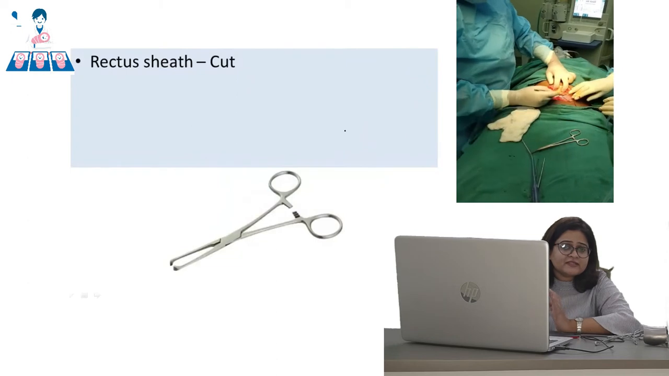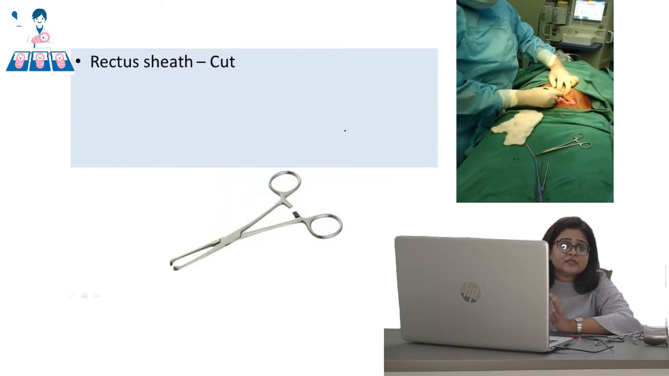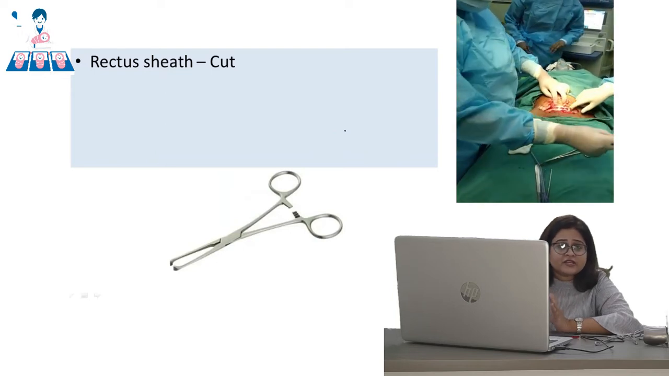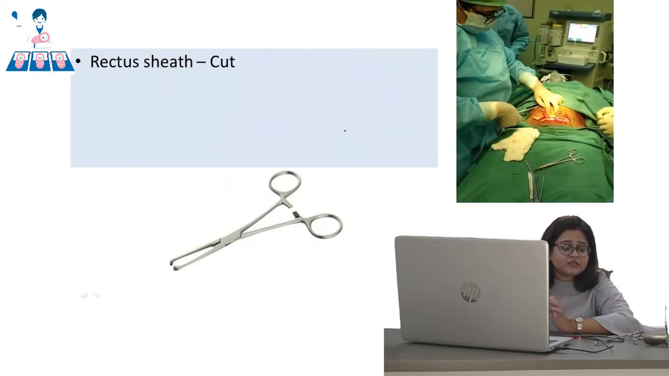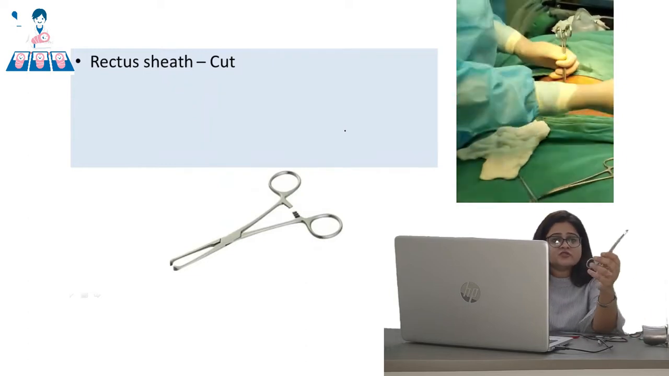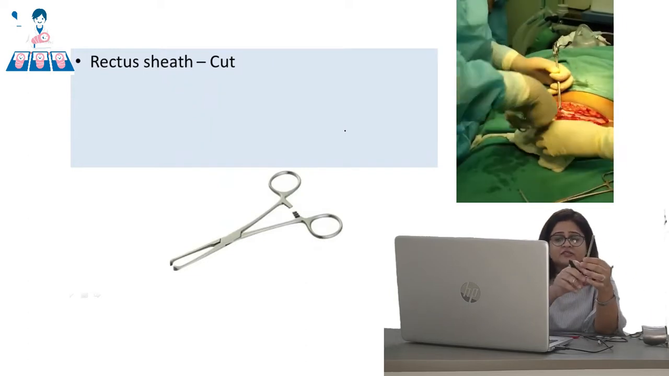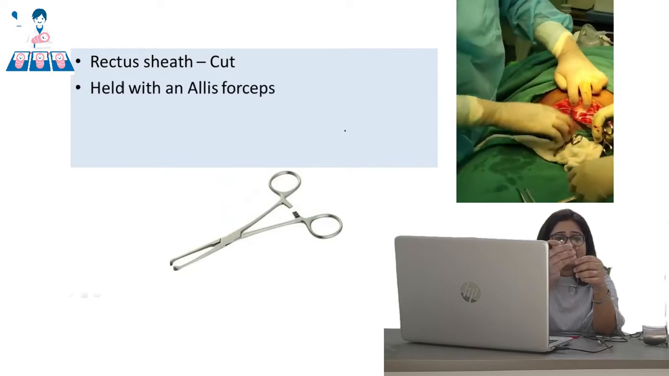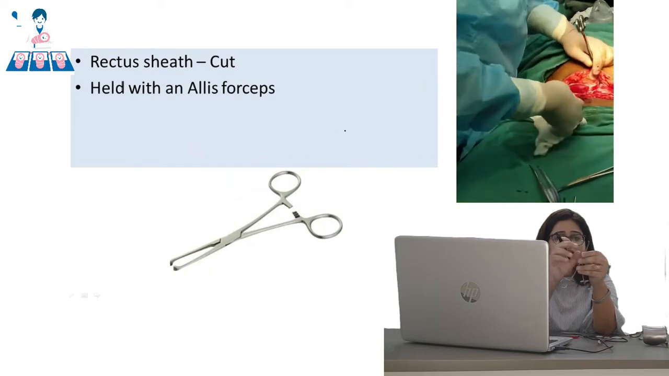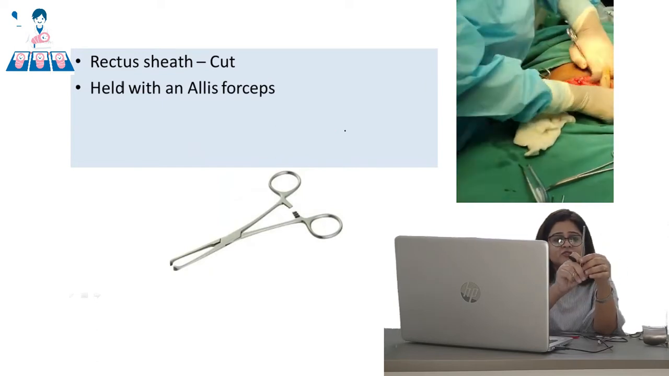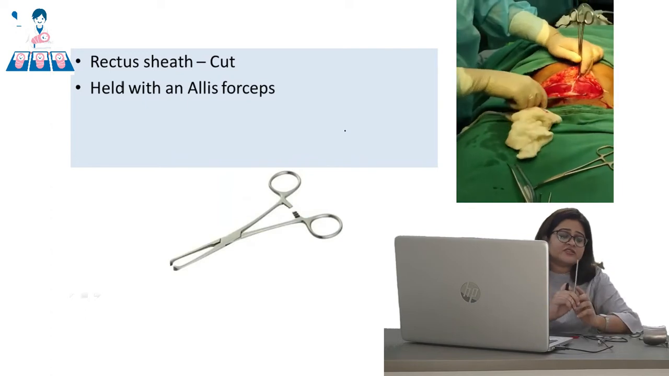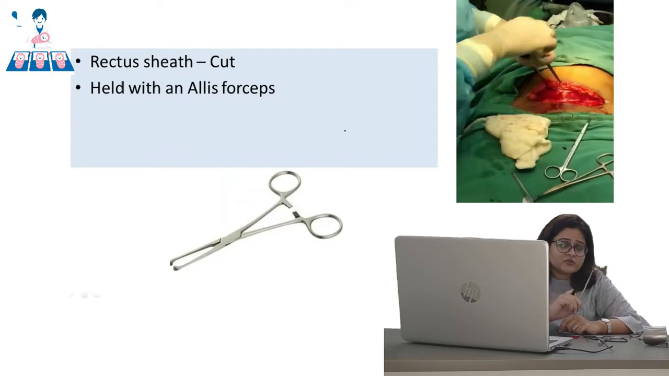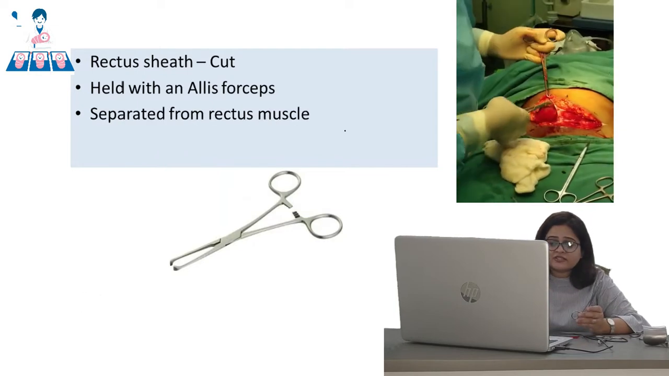Once we cut the skin and the subcutaneous tissue, we encounter a pearly white structure. As you can see in the video, it is the rectus sheath. The rectus sheath is a tough structure, and for all tough structures in surgery, we use this instrument to hold it. This is called an Allis forceps. You can see it has teeth at the end. It is slightly triangular at the end. It is used to hold tough structures like the rectus sheath in the cesarean section. We also use it to hold the angles of the uterus once we give the uterine incision.